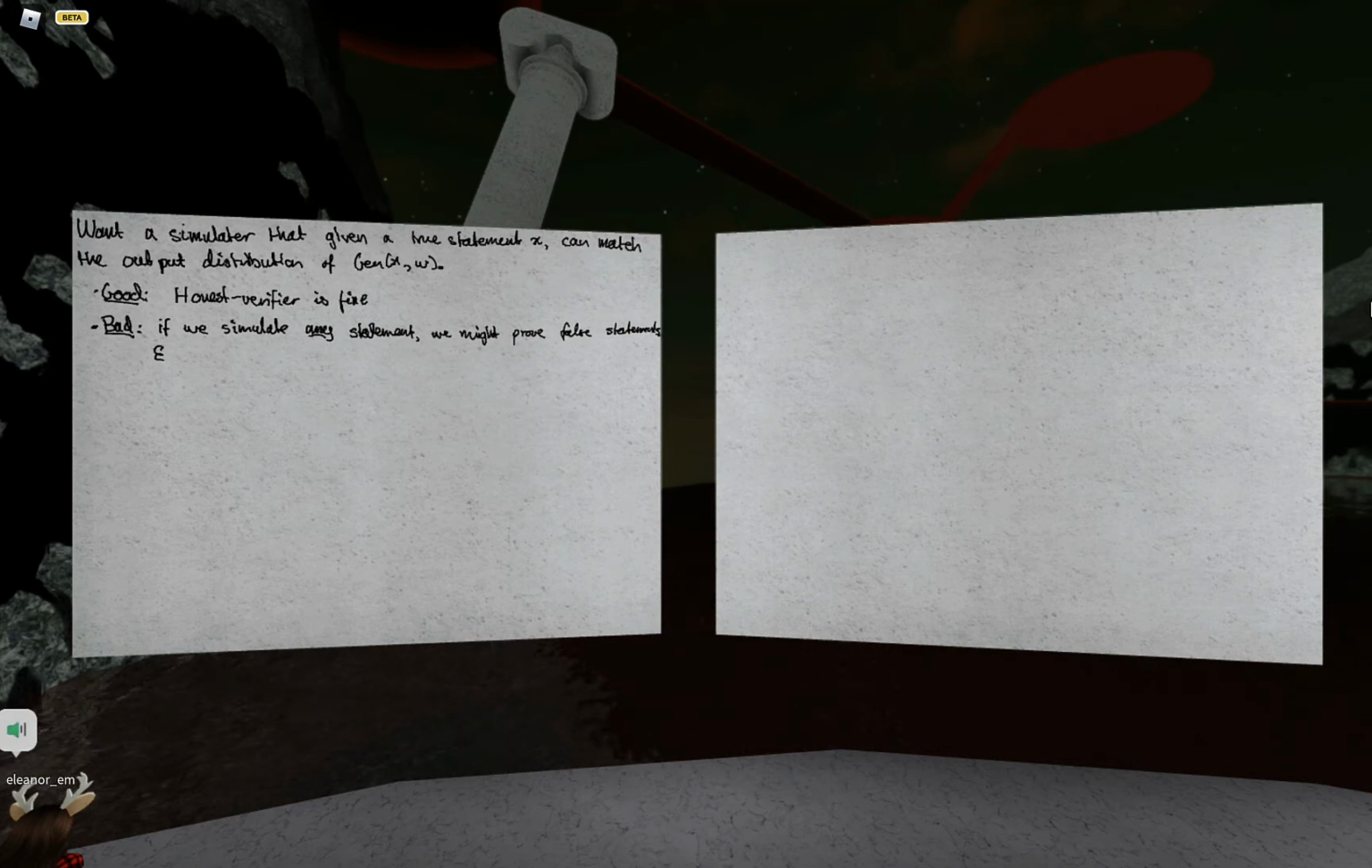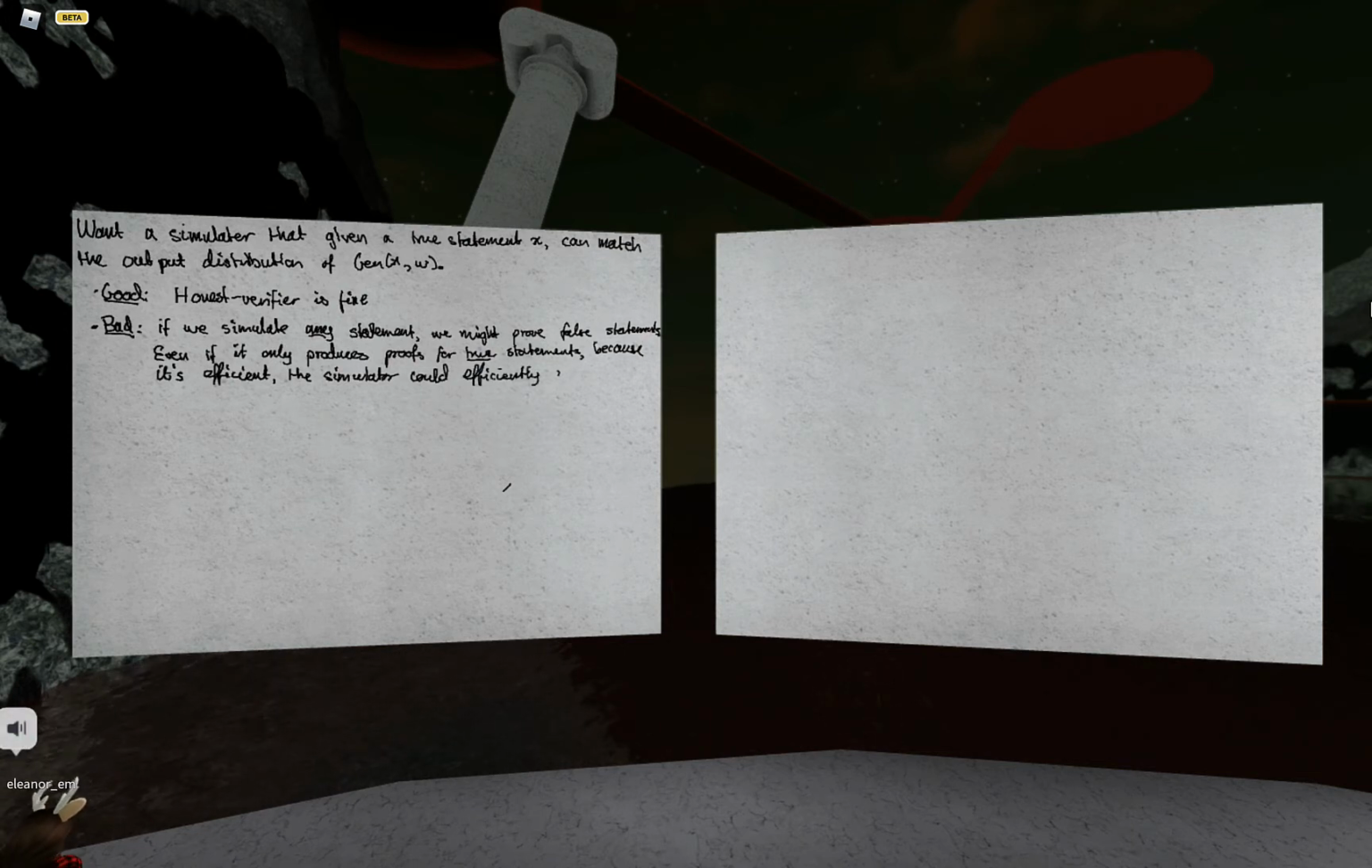And it gets worse because even if it only ever produces proofs for true statements, this simulator then could decide the truth of statements. In particular, because the simulator is efficient, the simulator could decide the truth of statements efficiently. Why is this bad? Any ideas?